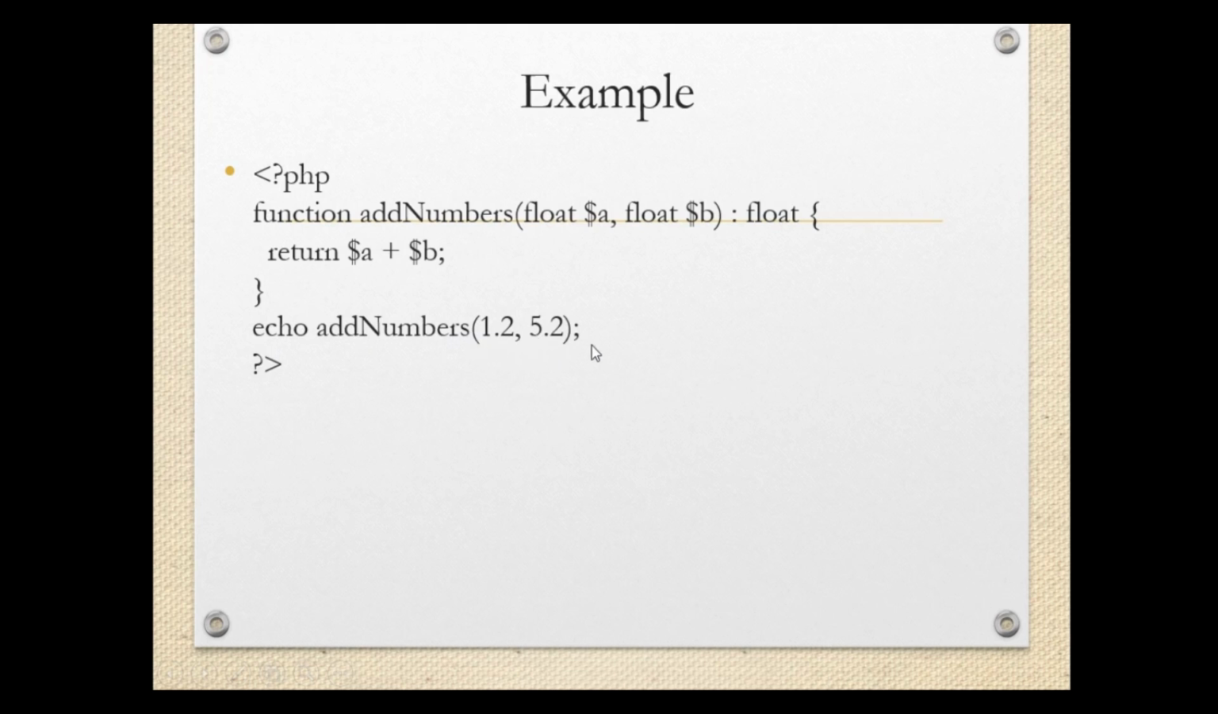So we are passing two values here, 1.2 and 5.2. Simply it will do the addition, that is $a plus $b. Under $a my value is 1.2, under $b my value is 5.2. So it will do the addition and it will give you the output.